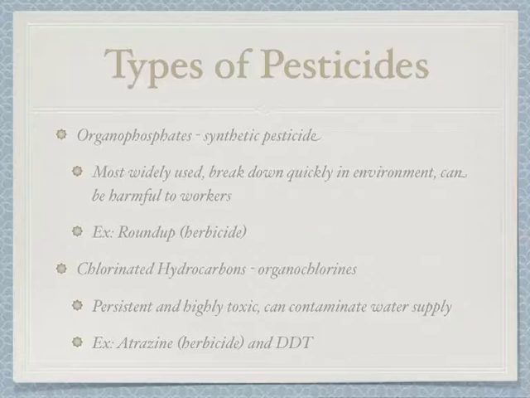The next type of pesticide is chlorinated hydrocarbons, also called organochlorines, and these are persistent and highly toxic in the environment, and they can also leak in and contaminate the water supply and bioaccumulate. Examples of these are atrazine, which is an herbicide, and then DDT is our most famous example of this.